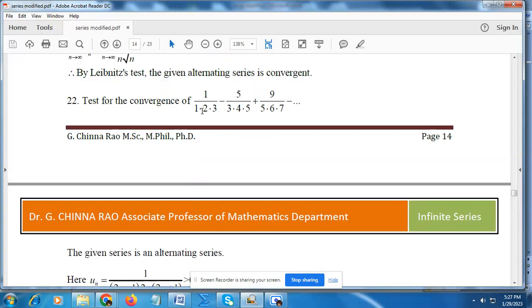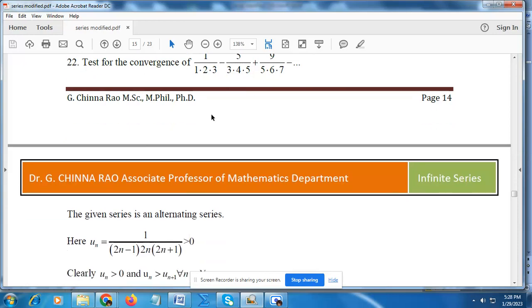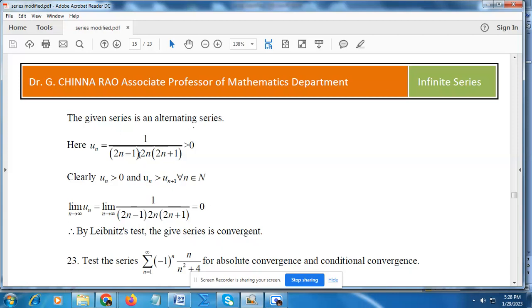And again, test for the convergence of 1 by 1 into 2 into 3 minus 5 by 3 into 4 into 5 plus 9 by 5 into 6 into 7 minus and so on. We have plus and minus signs, so it is an alternating series. You write un as 1 by 2n minus 1 into 2n into 2n plus 1, which is greater than 0. And also we know that u1 is greater than u2, greater than u3, and so on. So we write un greater than 0 and un greater than un plus 1 for all n belongs to capital N.